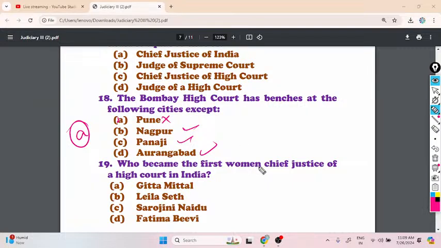Who became the first woman Chief Justice of a High Court in India? This is Leela Seth. Justice Leela Seth became the first woman to become a Chief Justice of a High Court. She served as Chief Justice of Himachal Pradesh. Geeta Mittal is the first woman Chief Justice of Jammu Kashmir High Court. She was recently appointed. And Fatima Bibi, Meera Fatima Bibi, is the first female judge of Supreme Court.